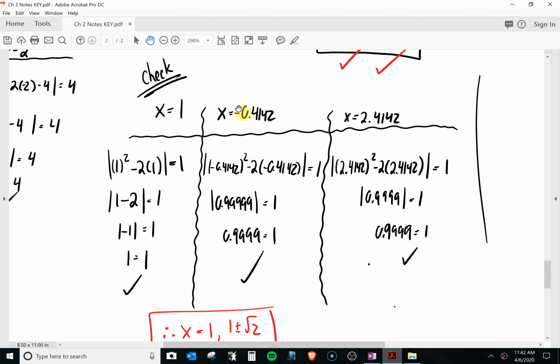So same thing when I check with negative 0.4142, I put that into the original equation. You should get 0.9999, and that is equal to 1. And then when I checked 1 and you put that in, that's easy enough too. 1 squared minus 2 times 1, that gets you a negative 1, but the absolute value of that is a positive 1. So all three of these are answers.